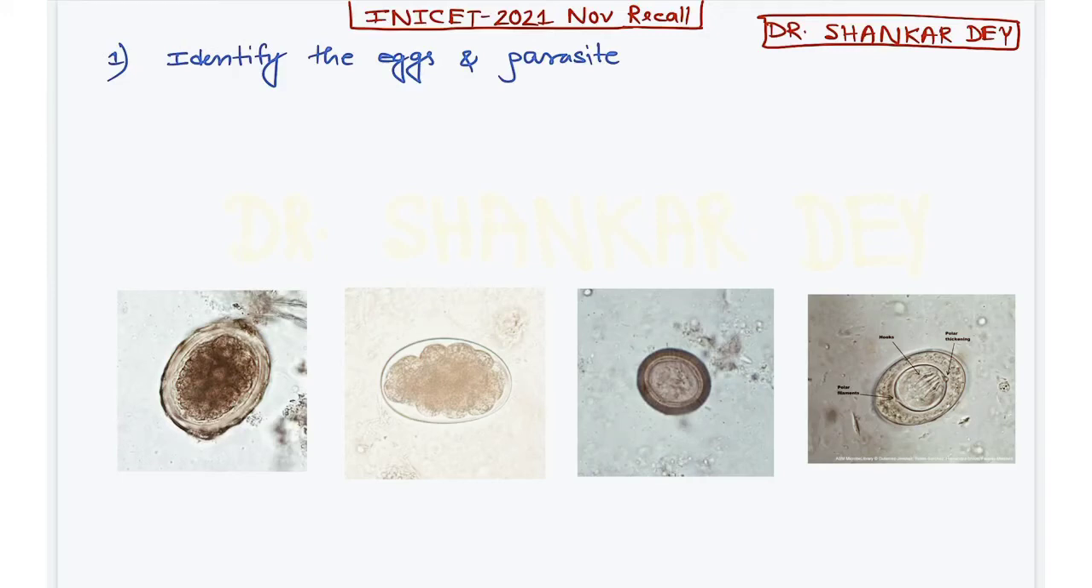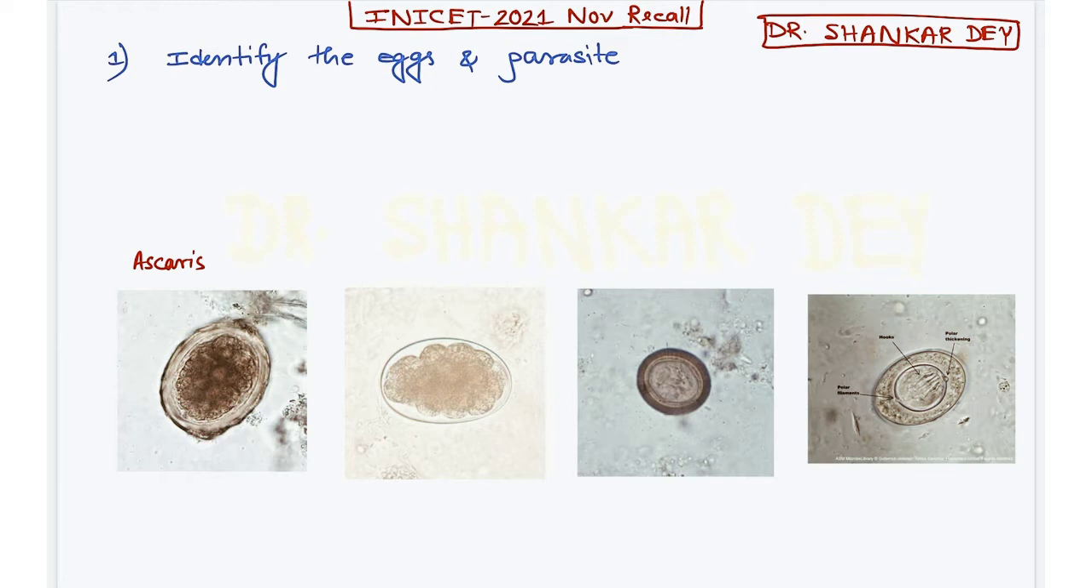Egg of parasites. Four images were given in today's exam, and they asked to identify the individual eggs for the four images. So let's identify the eggs one by one. First one, so which is the first one? This is nothing but Ascaris. So this is egg of Ascaris. So number 1 is Ascaris.